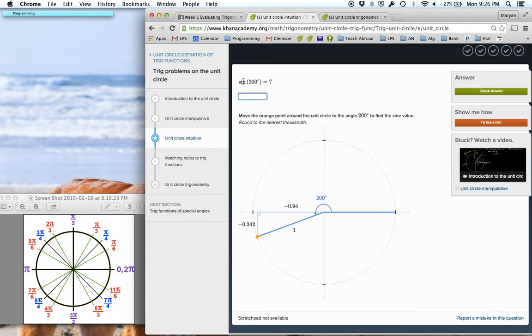Because it's asking for the sine, I know I need the y value. So my y value is my vertical distance. So this value right here is negative 0.342. That's your answer.